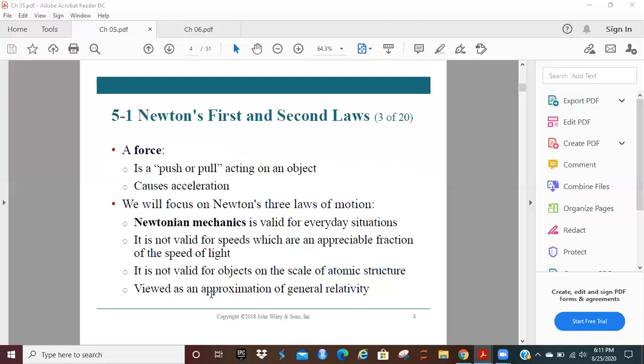So Newtonian mechanics is going to be valid for everyday situations. What we mean by that is they're going to be valid for cases in which we're not approaching the speed of light to within a certain degree. Most of the everyday things that we run into are going to be nowhere near the speed of light. And because of that, this model of reality will work just fine.